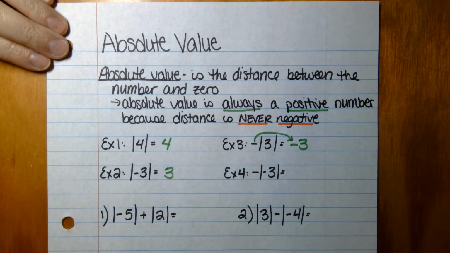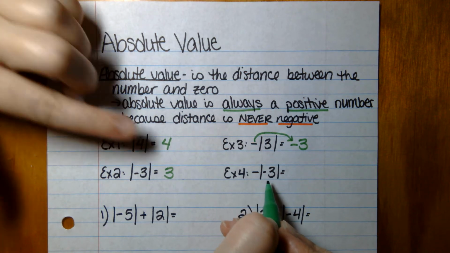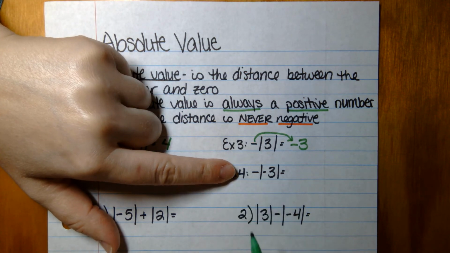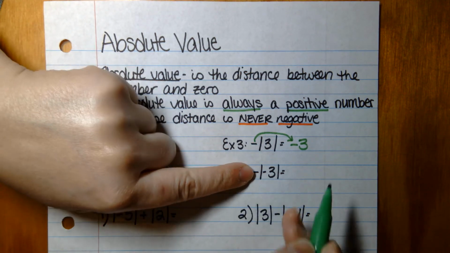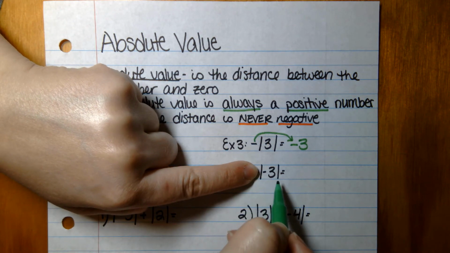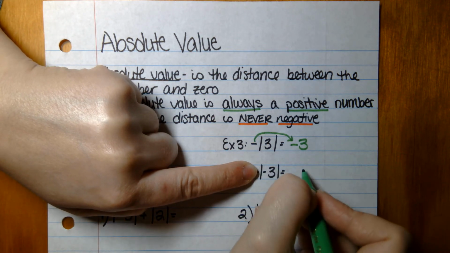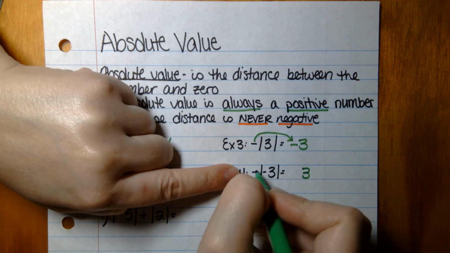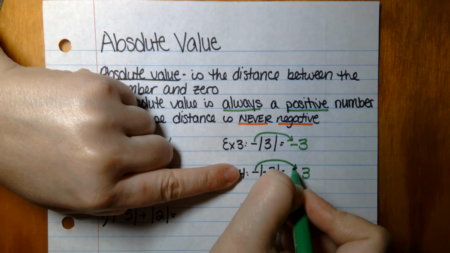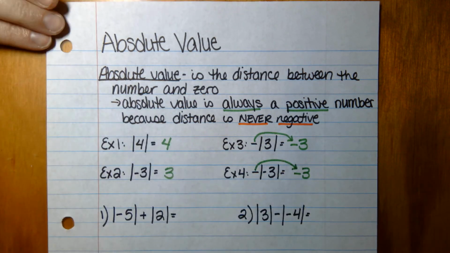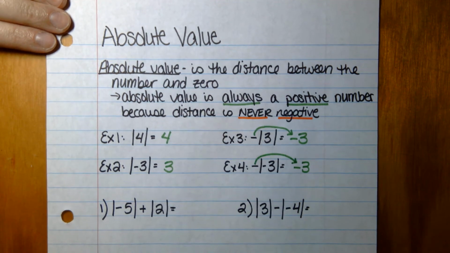If we look at example 4, again, I have a negative on the outside and a negative on the inside. So if I work the absolute value first, the absolute value of a negative 3 is a positive 3. But since my negative sign's on the outside, then it needs to be a negative 3 for my answer.